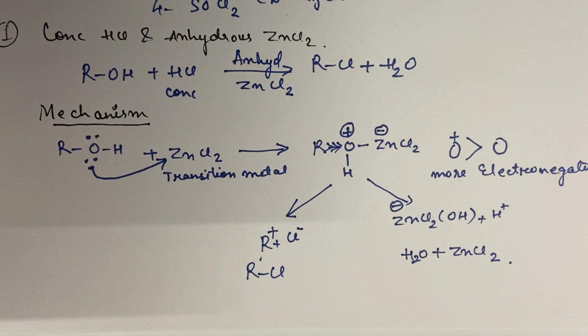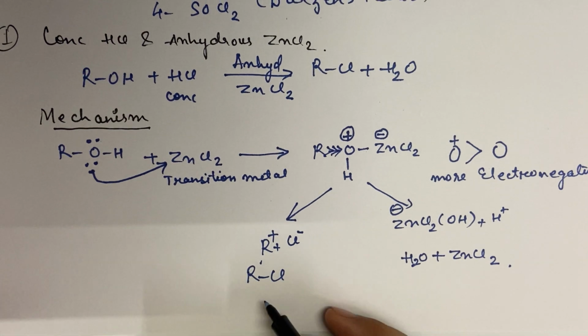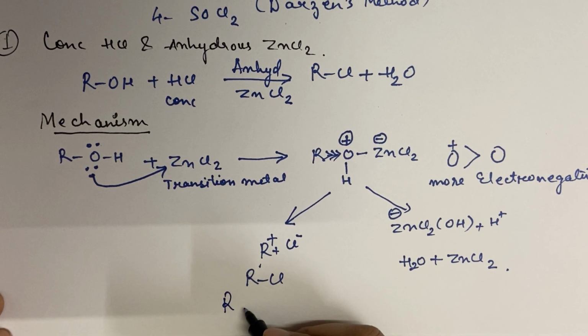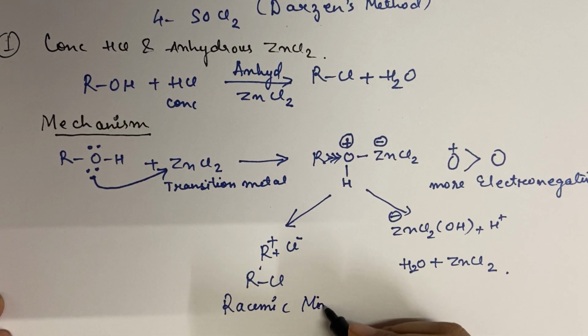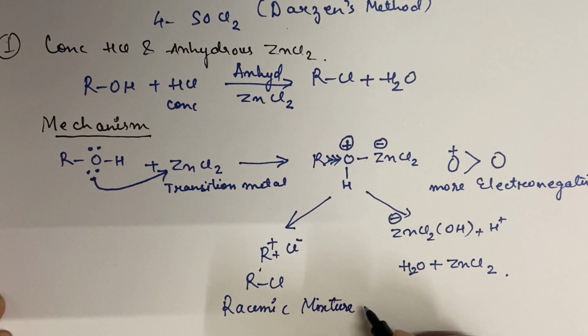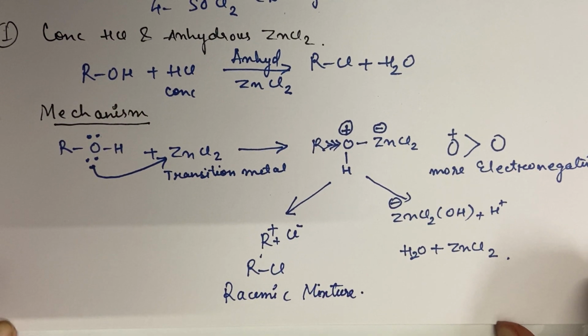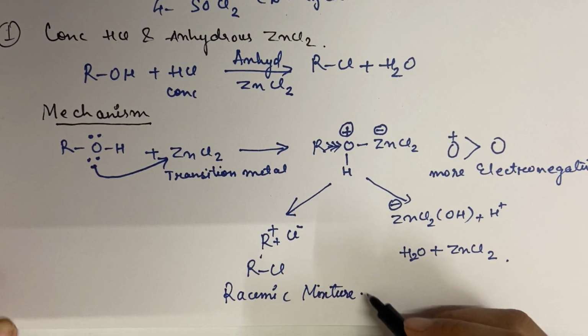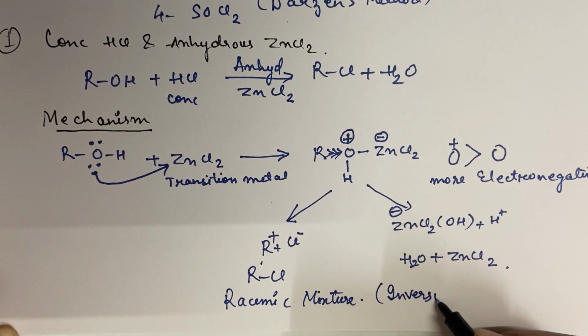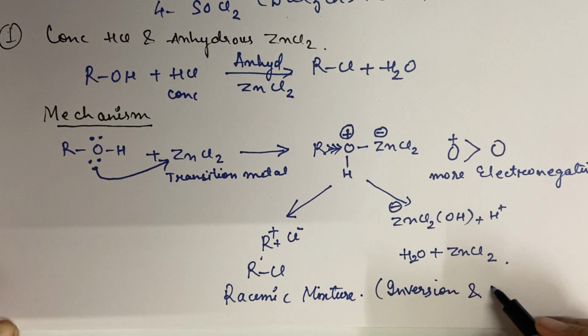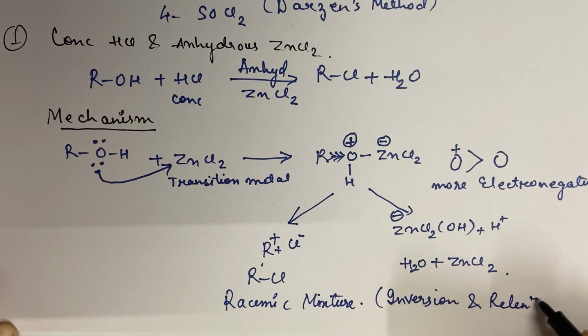But you should know this thing, that the product which is forming here is a racemic mixture. Racemic mixture. What is racemic mixture? That I will tell you later on. But in a racemic mixture, basically the compound which is forming is having inversion in configuration also, and it will have retention in configuration also.